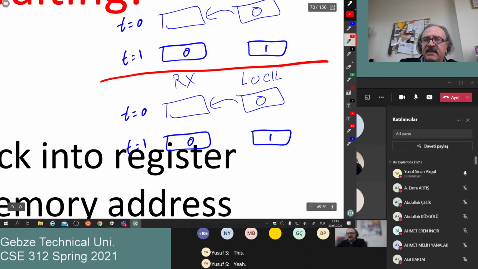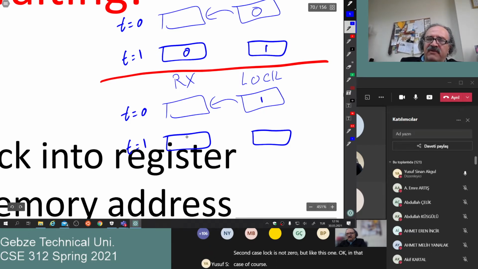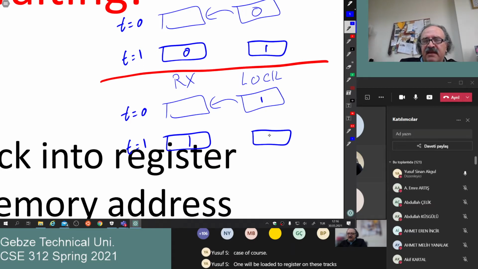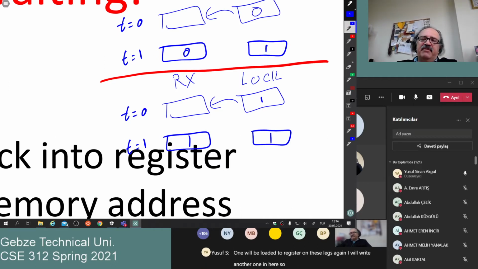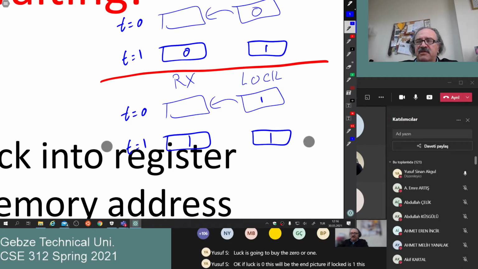Second case: lock is not 0 but lock is 1. In that case, of course, 1 will be loaded into register X. Again, I will write another 1 in here. So only two things can happen. Lock is going to be either 0 or 1. If lock is 0, this will be the end picture. If lock is 1, this will be the end picture.